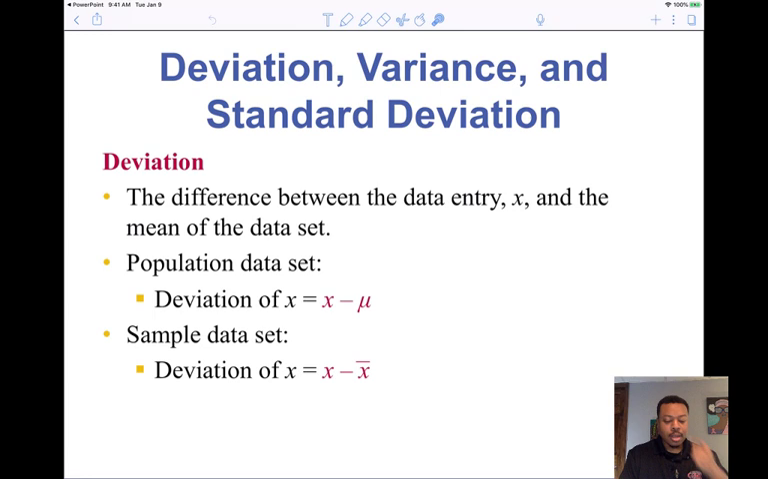So if we have a population data set, the deviation of each x is going to be x minus mu. Again, this is the Greek letter mu. This just means population average. The deviation from a sample set is going to be each entry minus the sample average, x bar.